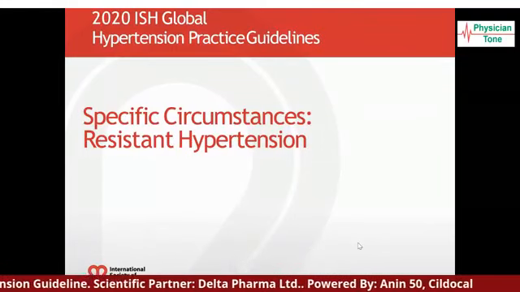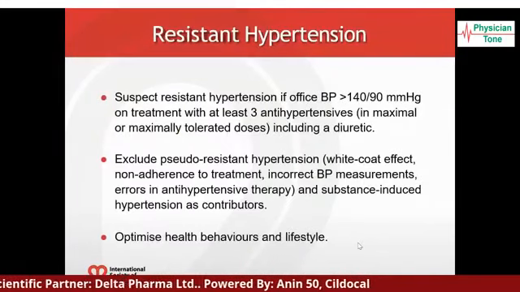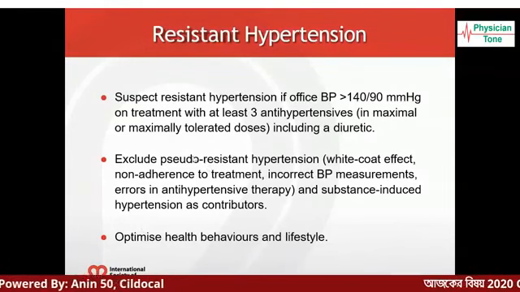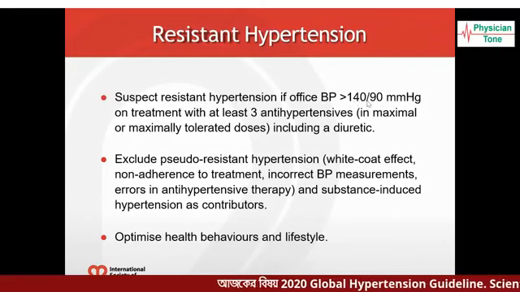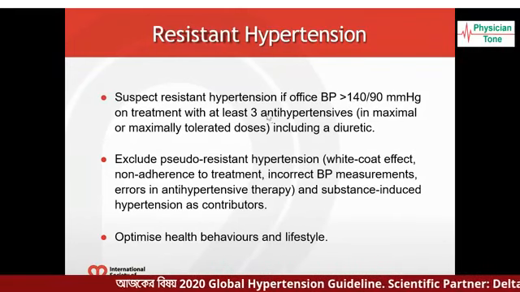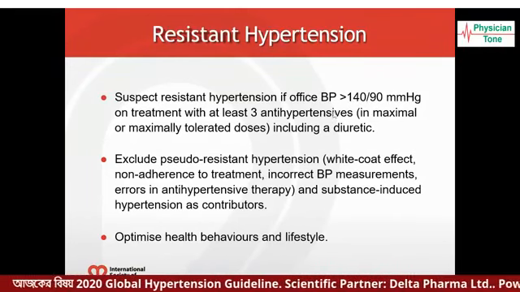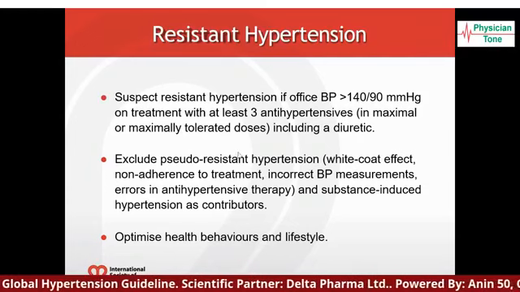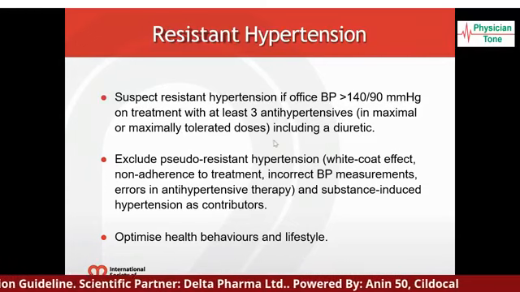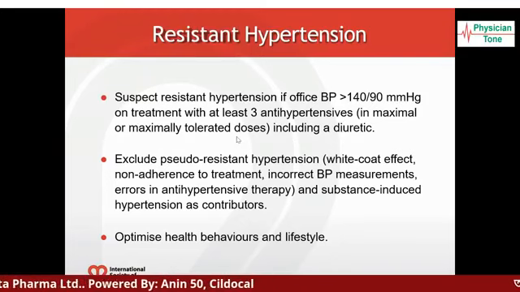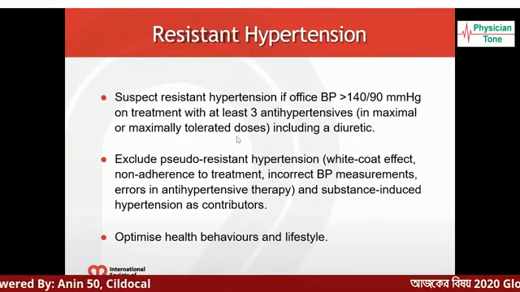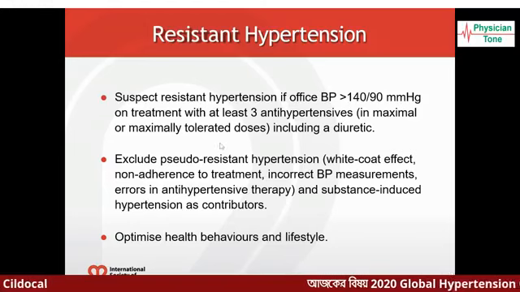Specific circumstances: resistant hypertension. As I mentioned earlier, resistant hypertension is defined as office blood pressure more than 140/90 millimeters of mercury despite at least 3 antihypertensive drugs, including a diuretic, at maximal dose and maximum duration. So before diagnosing resistant hypertension, first exclude pseudo-resistant hypertension.